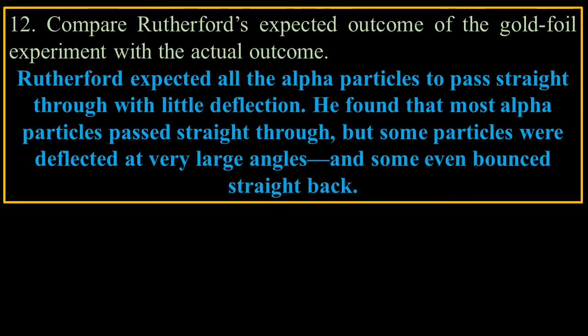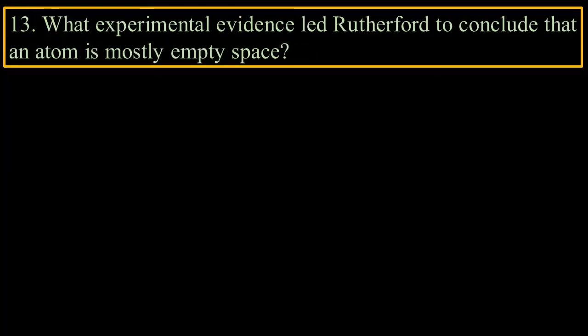Compare Rutherford's expected outcome of the gold foil experiment with actual outcome. Rutherford expected all the alpha particles to pass straight through with little deflection. He found that most of the alpha particles passed straight through, but some particles were deflected at very large angles and even bounced straight back, which was, in terms of momentum, the size and mass of that nucleus versus the speed, then the momentum involved, that was an extraordinary observation.